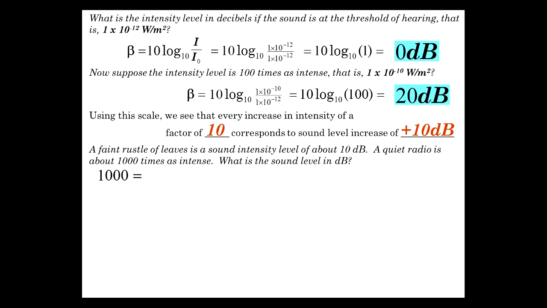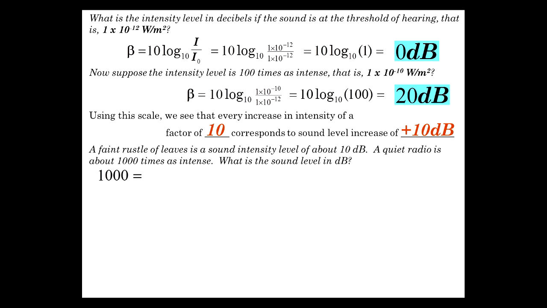Faint rustle of leaves, sound intensity of about 10 decibels. All right, so that is the sound level, which means it's based on the reference of 10 to the negative 12 being the threshold of hearing. That means the intensity of that would be 1 times 10 to the negative 11. If you do that, you'll get the 10 decibels. Okay, but I'm deviating from the problem a little bit. A quiet radio is 1,000 times more intense than that. What's the sound level in dB?